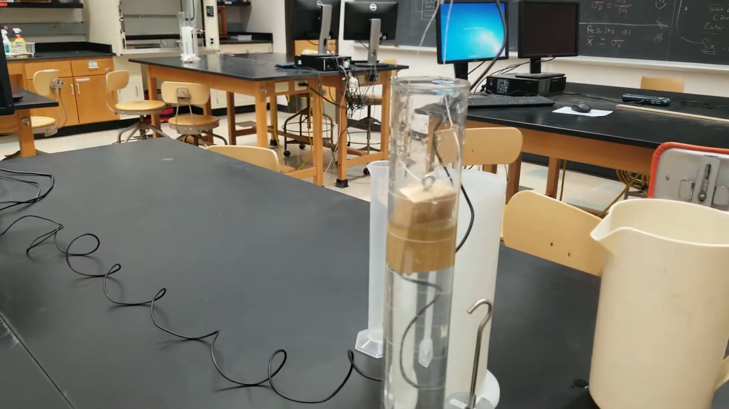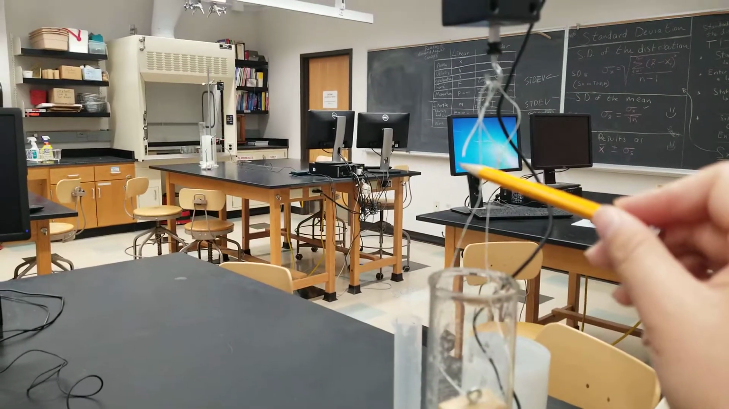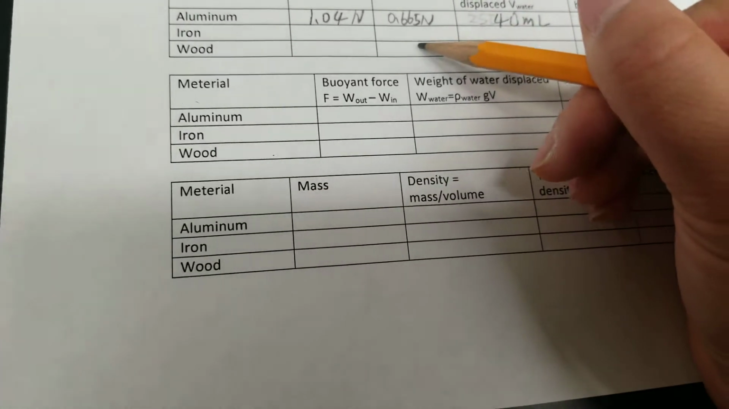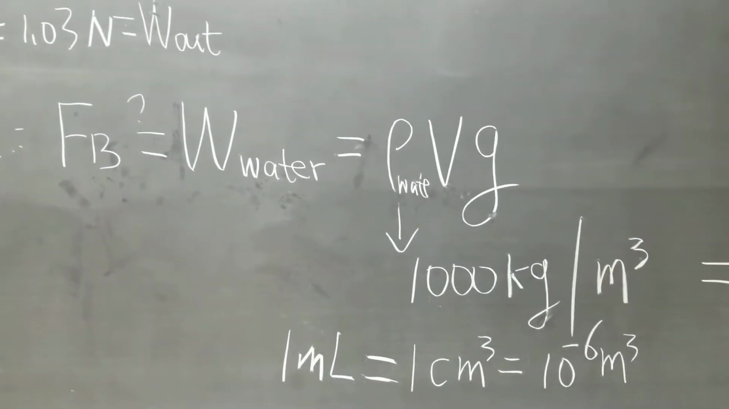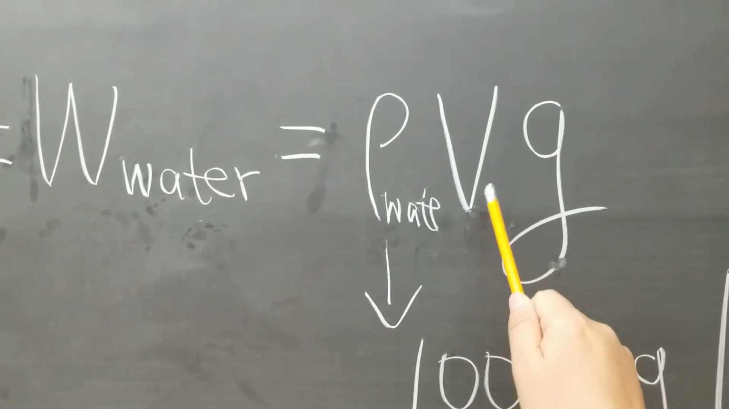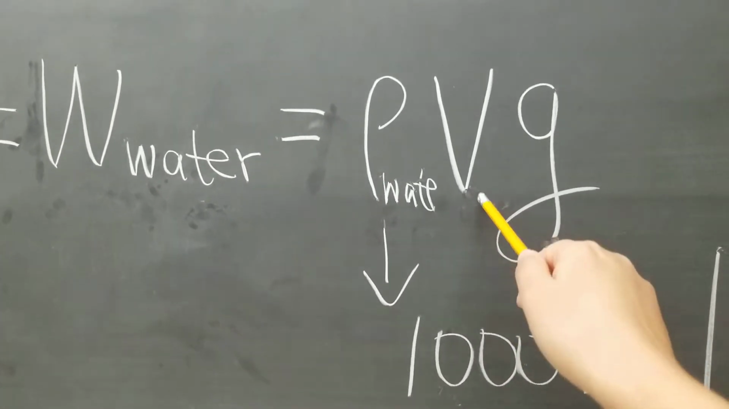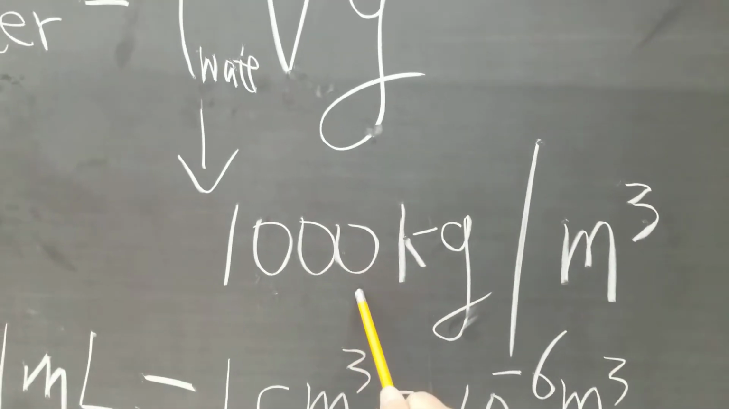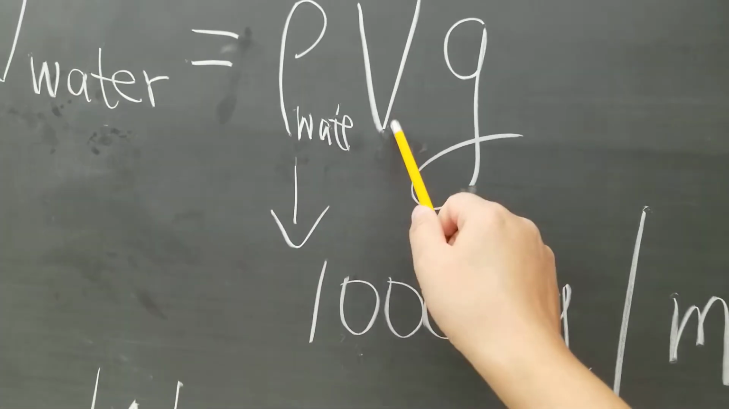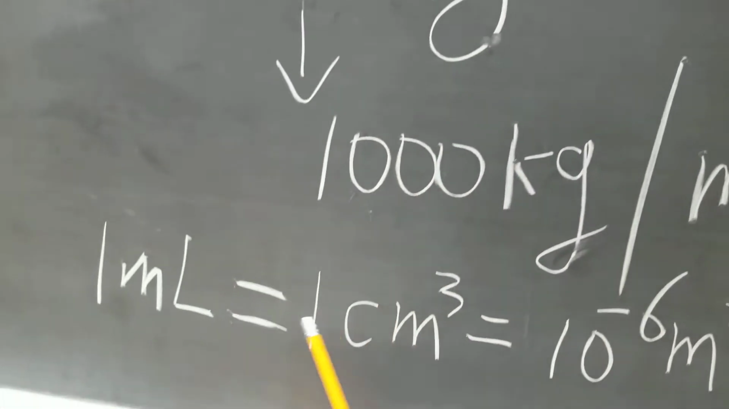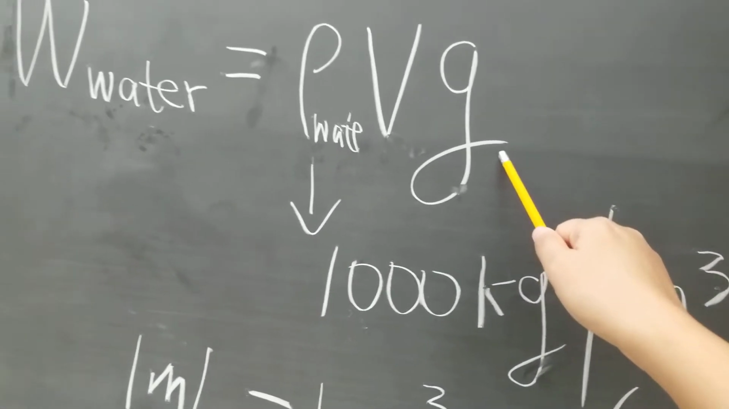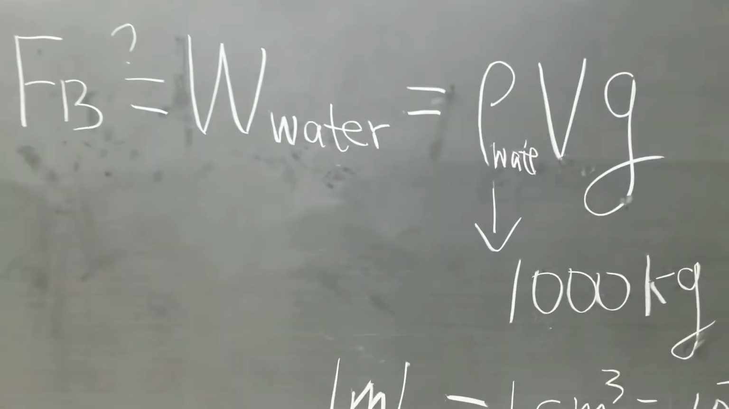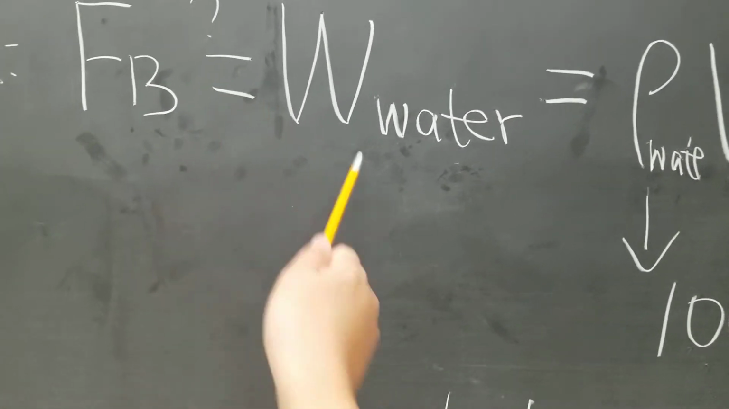The wood block just floats, and the string is loose. Therefore, the tension in the string is just going to be 0. By reading the graduated cylinder, we can find the volume of water being displaced. Given the density of water, 1,000 kilogram per cubic meter, multiply by volume, so make sure to convert the volume from milliliter to cubic meter, and multiply by the free fall acceleration g, you can find the weight of the water being displaced. So these two should be very close.